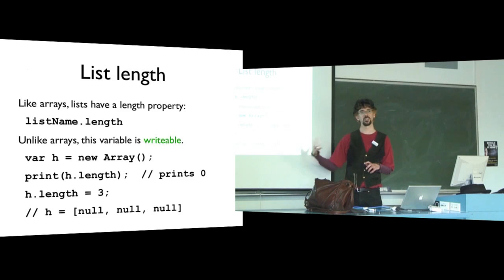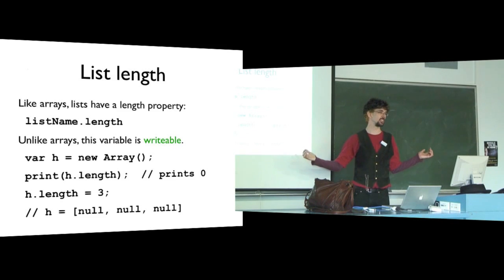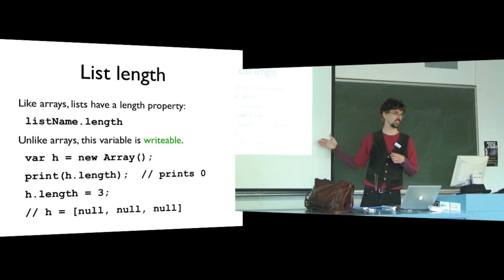Now if we have a list of 5 things and we set its length to 3, 2 things are going to be dropped off it, and the 2 things that are going to be lost are the 2 at the end of the list. If we have a list of length 3 and we turn it into a list of length 5, 2 extra entries are going to be added to the end, and those entries are going to be null.